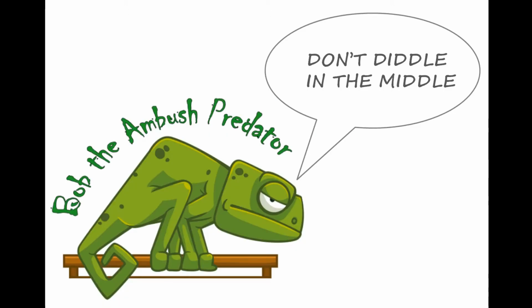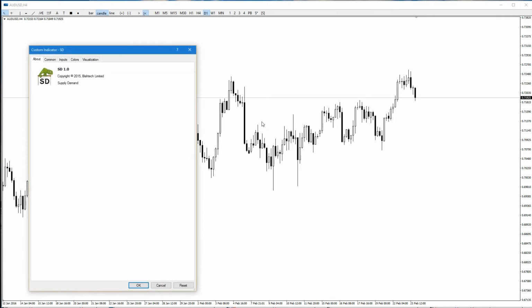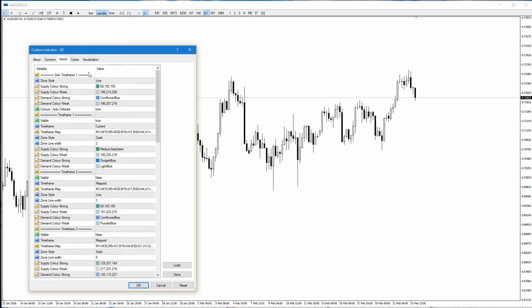Right, so let's turn our attention to the indicator features. First things first, let's drag the indicator on the chart. You'll be greeted by Bob, the ambush predator, which is our logo. Bob is a very patient trader, and we should all strive to be like him. SD stands for supply-demand, obviously. Now, if I click on inputs, there are lots and lots of customizable parameters. I won't be going through every single one here.